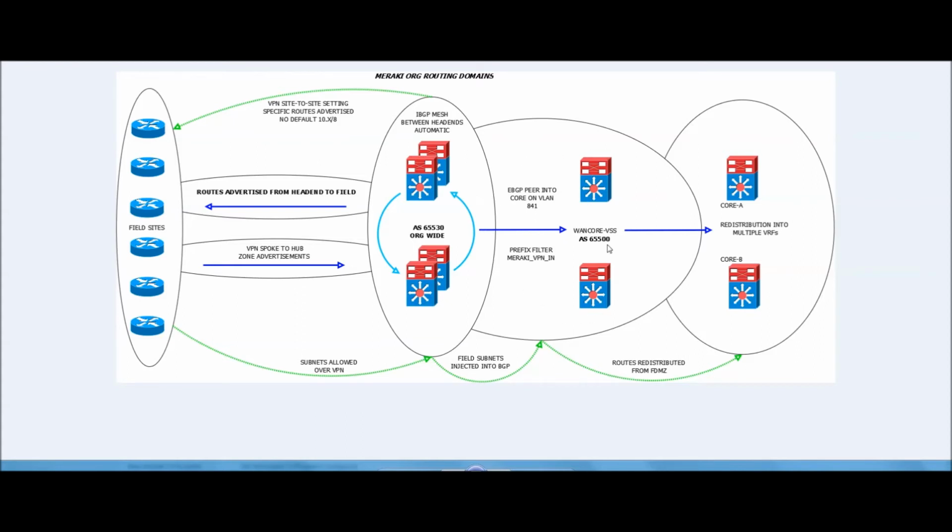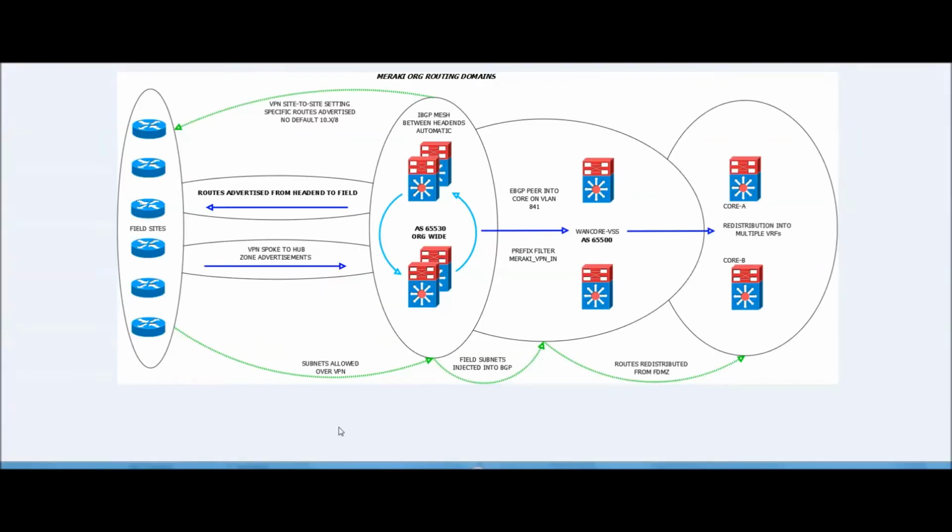Now, the routes that are taken from the eBGP peering relationship, we are redistributing into multiple VRFs. Why that's important for us is because we want support groups and for remote testing and reachability of, say, PCs, computers, printers in the field to be reachable from our core here for support purposes. Okay, so why is iBGP and eBGP here so significant to the Meraki organization?